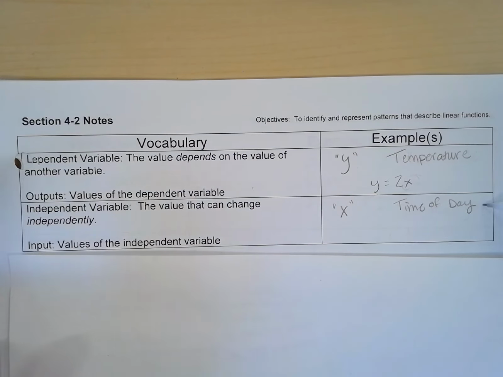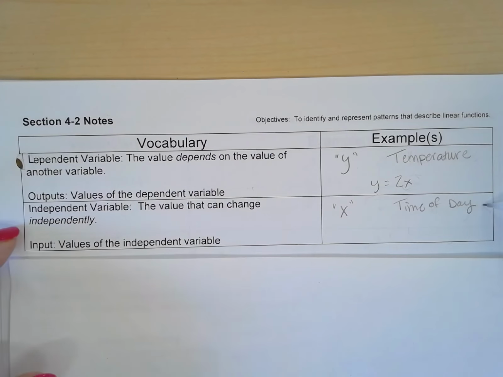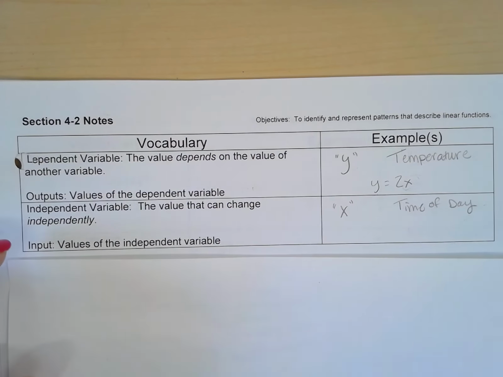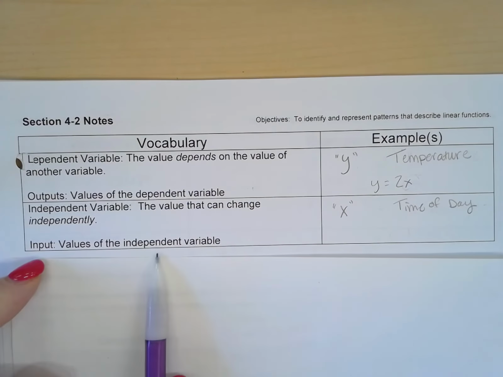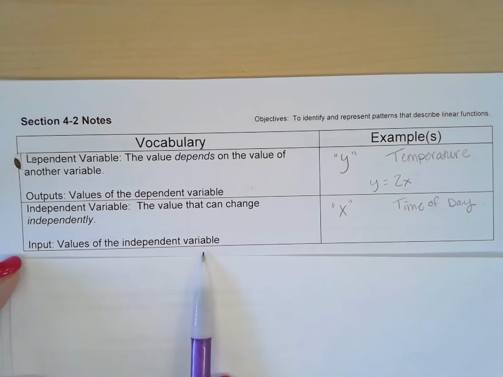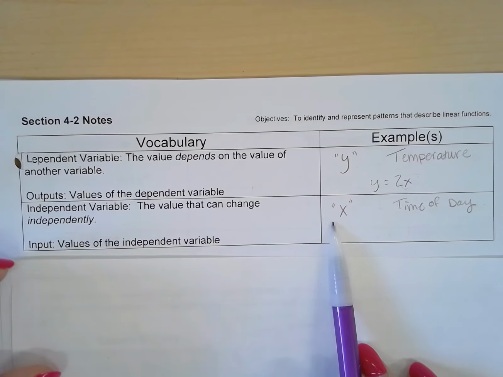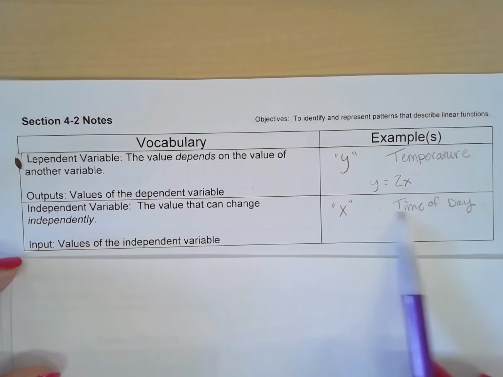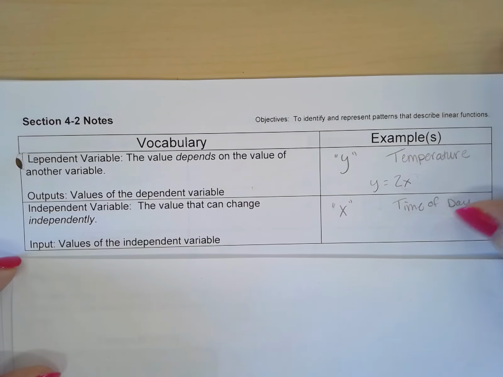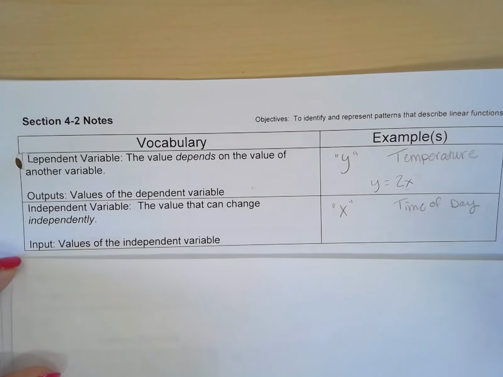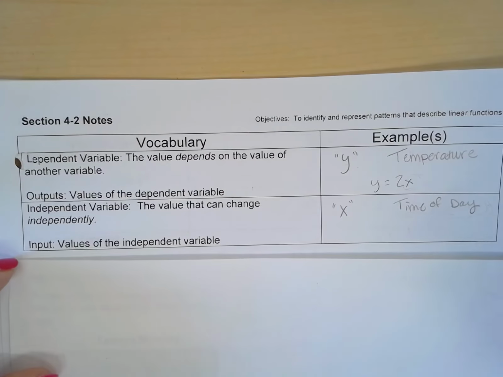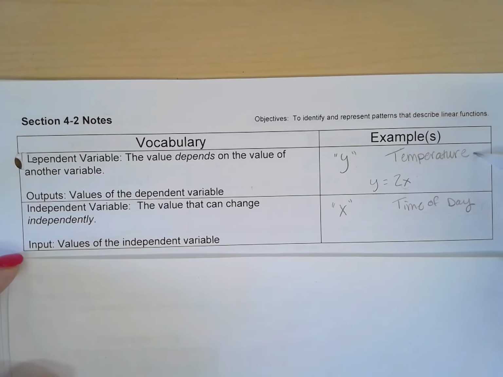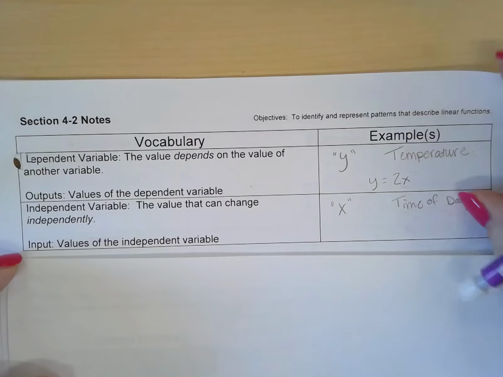An independent variable is a variable or a value that you can change independently. So that's the value that you can plug in or input. These are also called input, the values of the independent variable. In an equation, that is the x. In the time of day scenario, that is the time of day that you decide to go outside. You can decide what time of day you go outside. It's just the temperature is going to vary based off of that time of day.